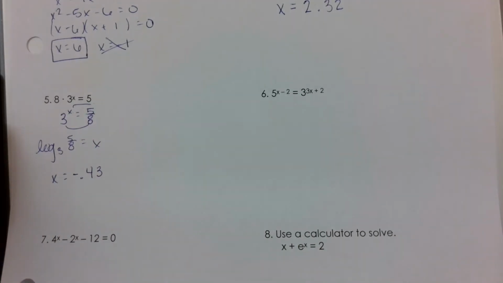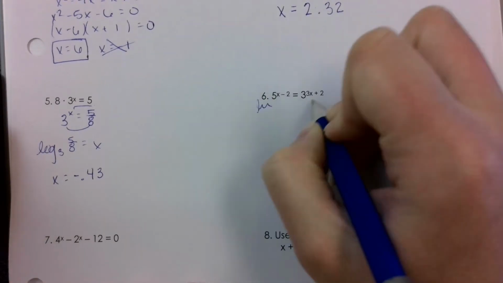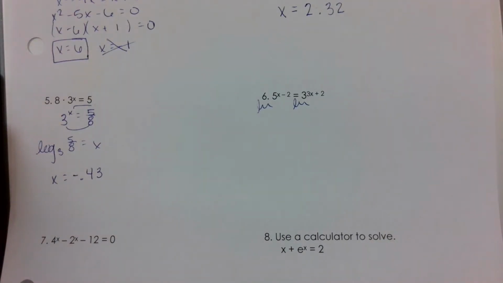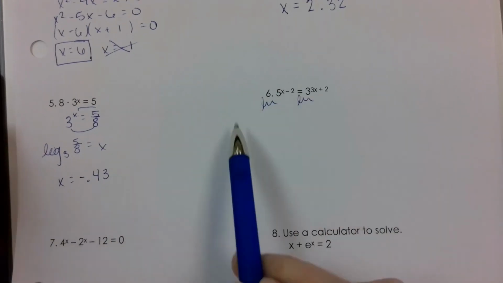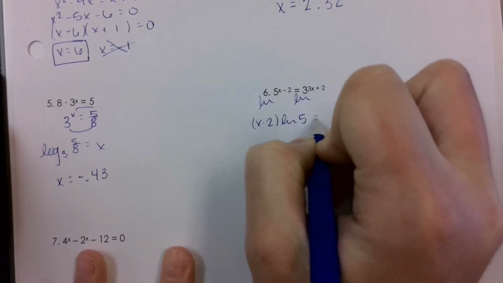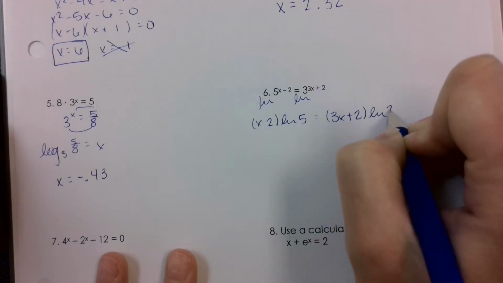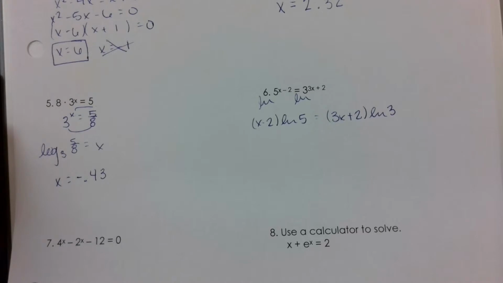So I'm just going to use natural log because it's easier to write. So we're going to take the natural log of each side. So natural log here, natural log here. So when you do that, you can pull that exponent to the front. So that's now x minus 2 times the natural log of 5 equals 3x plus 2 times the natural log of 3. Is that okay? So if you've ever got variables in your exponents and you need to solve and you can't rewrite your bases, then you need to take the natural log or a log of each side so that you can pull those exponents to the front. Is that okay?